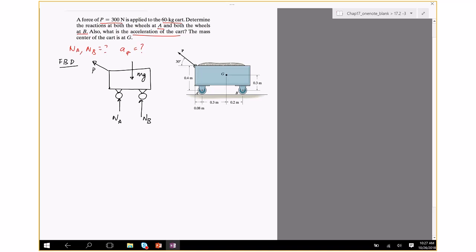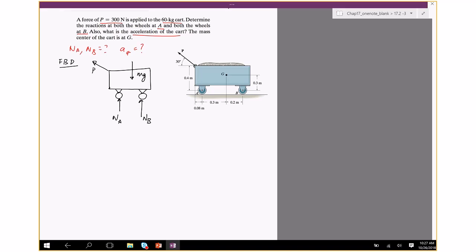Okay, so we've not been told anything about the friction, so do not assume anything for the friction. Just assume there's no friction, so you don't have to put a force for friction.